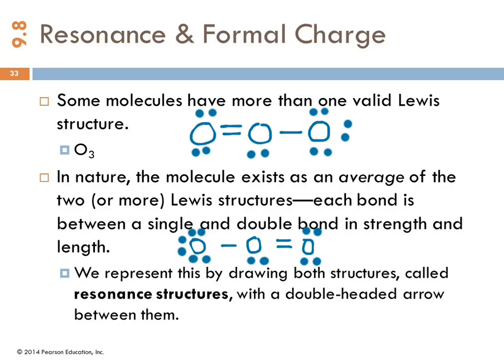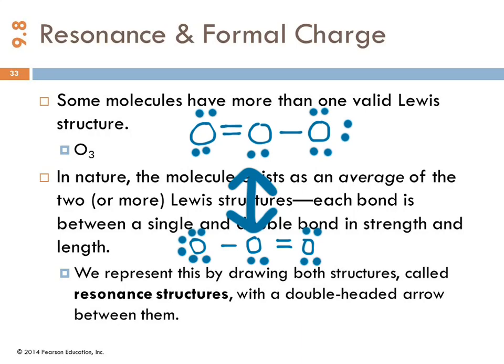There's various scientific evidence that shows that these bonds are actually equal in length, which tells us that one is not double and one single, but that they're both kind of a 1.5 bond. They're also equal in strength. Well, Lewis theory doesn't have a great way for showing that. And so the best we can do is we put a double-headed arrow between the 2 structures, and we say the actual structure is an average of these.